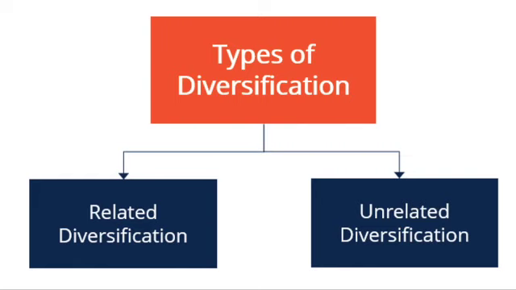So for example, you can have related and unrelated diversification, and clearly related would be less risky than unrelated due to the similarities in the market and the product. So let's consider some examples.